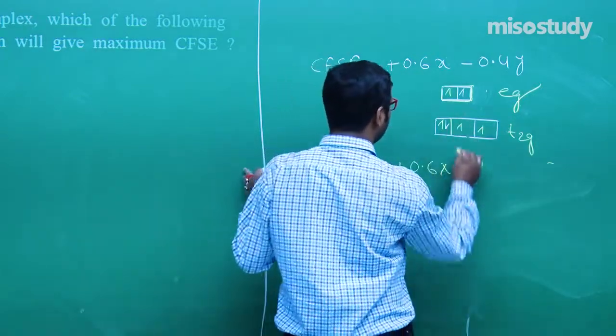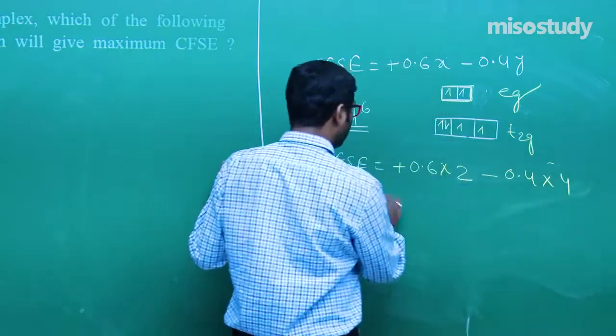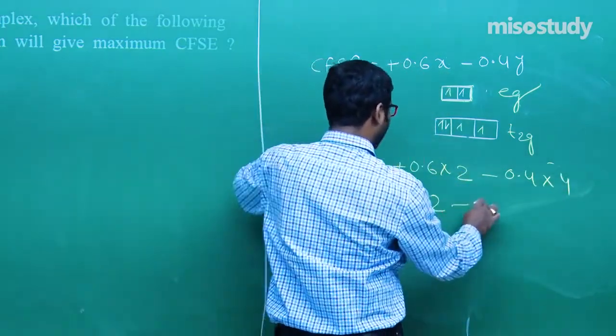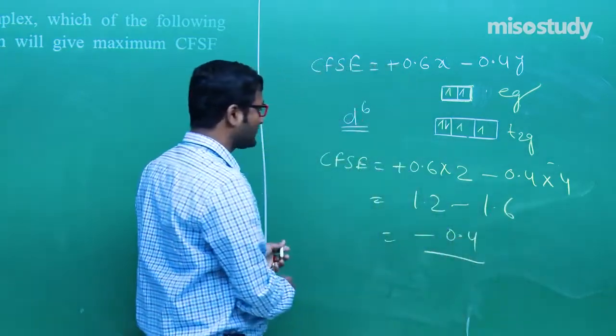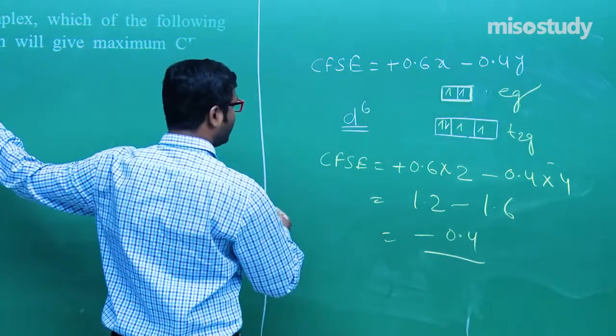0.6 into 2 minus 0.4 into 4. Clear to you? This is the formula, not y squared. 1.2 minus 1.6, that is minus 0.4 in this case. Clear? Now for low spin D5.